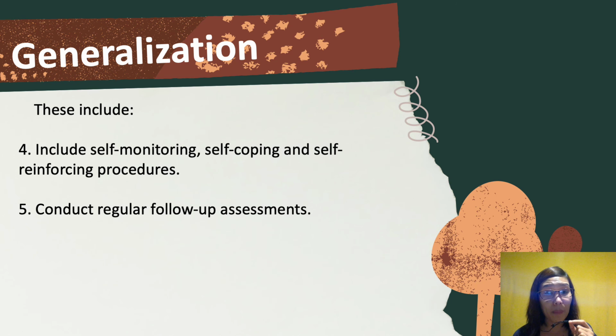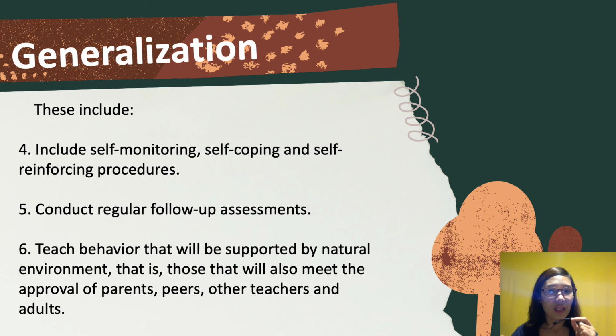Conduct regular follow-up assessments to know the status of the student's progress when it comes to interpersonal problem solving. Six is teach behavior that will be supported by the natural environment. That is, those that will also meet the approval of parents, peers, other teachers, and adults. So it is important to really practice the learned intervention of behavior when it comes to dealing with parents, peers, and other people that surround the child.